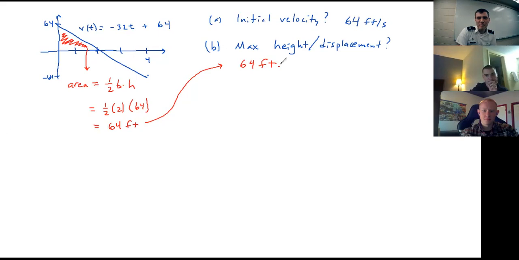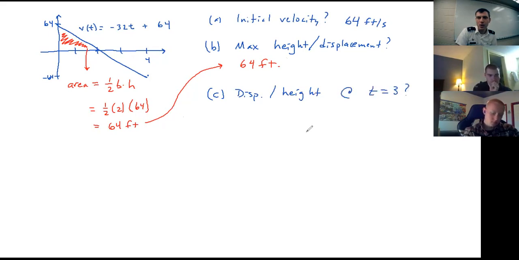All right, so that's my max height. And now part C was, what's my displacement at t equals 3? What's my displacement, slash height, at t equals 3? What am I going to do now? The area again, for what part? All the way up to 3 seconds. All right, go all the way up to 3 seconds. And now let's use orange.